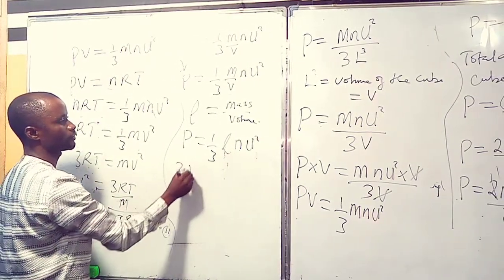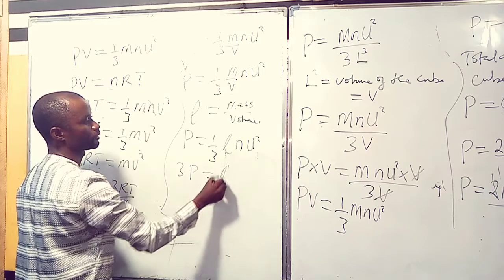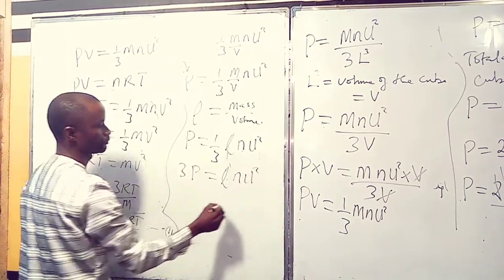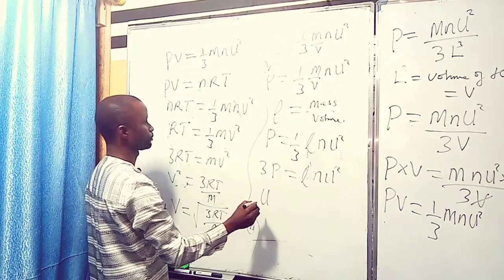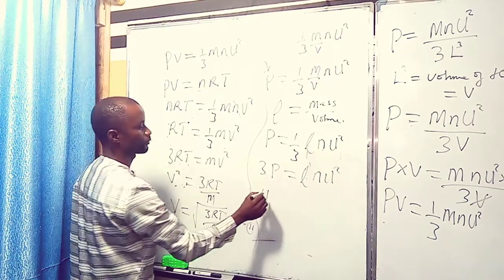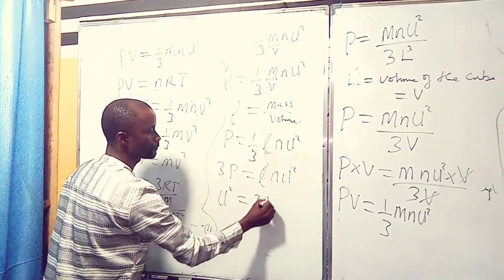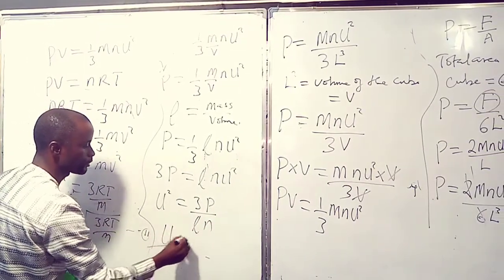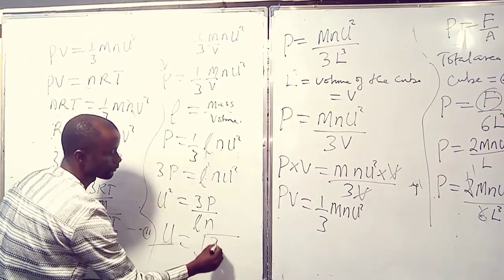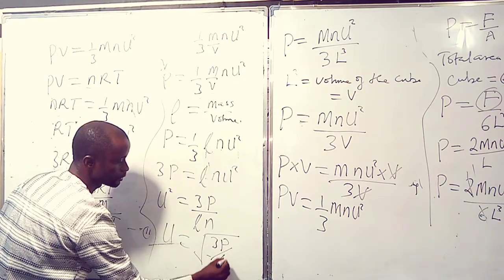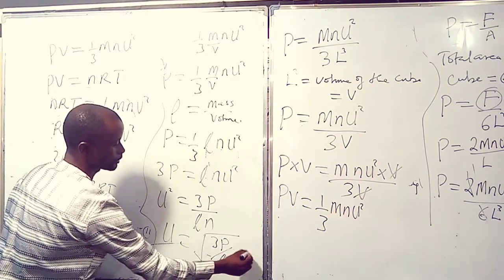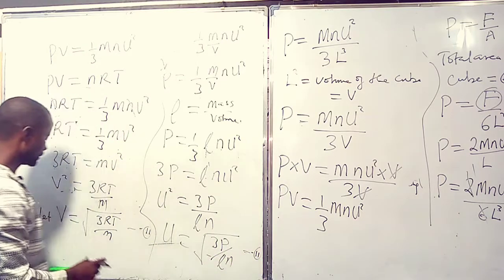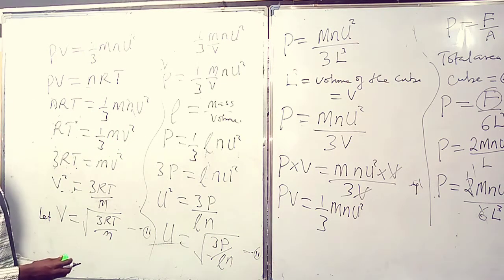Now that you have 3P is equal to rho n u square. That is your u square is equal to 3P over density n. That's u now equal to root 3P over what? Density n. That's 2. But let's now relate it in terms of concentration.